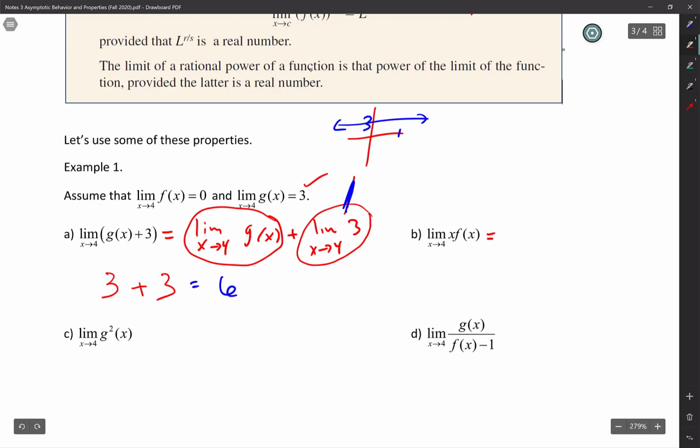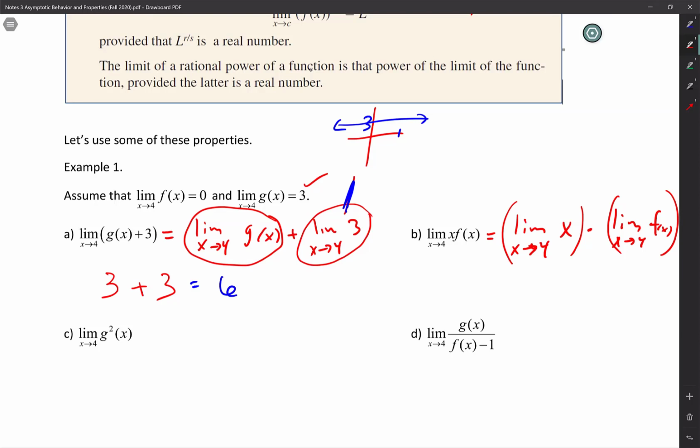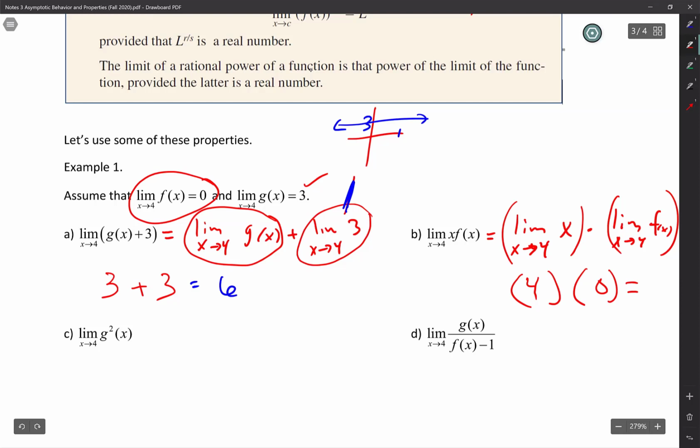Letter B, the limit as x approaches 4 of x times f of x. You can rewrite this as the limit as x approaches 4 of x times the limit as x approaches 4 of f of x. And if you're confused, you can put giant parentheses so you can see what's what. So what's the limit as x approaches 4 of x? Just 4. So 4 times, and then the limit as x approaches 4 of f of x, that one is 0. Oh man, I should have made a different number than 0 because that's not fun. So it's just 0. Chavez, I could have just done 4 times 0.